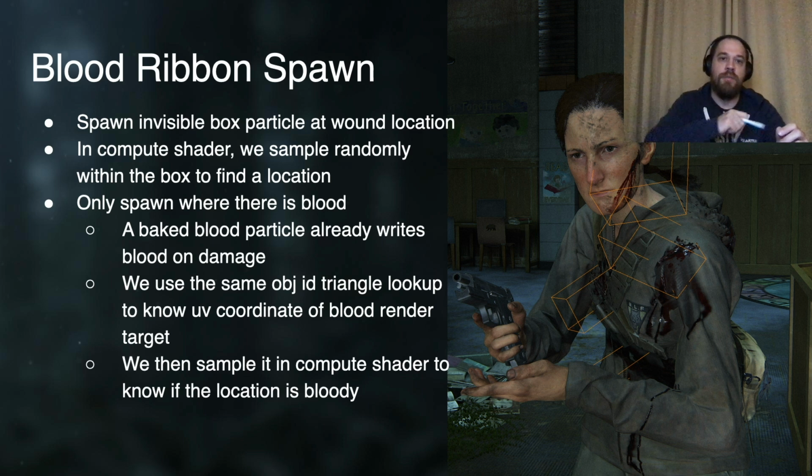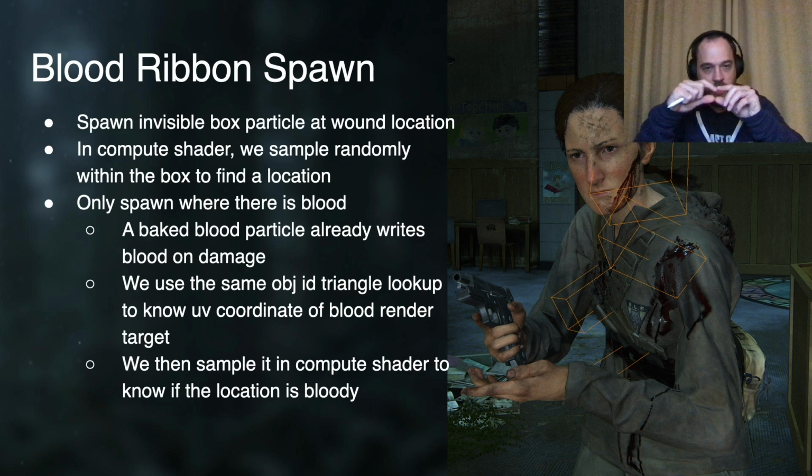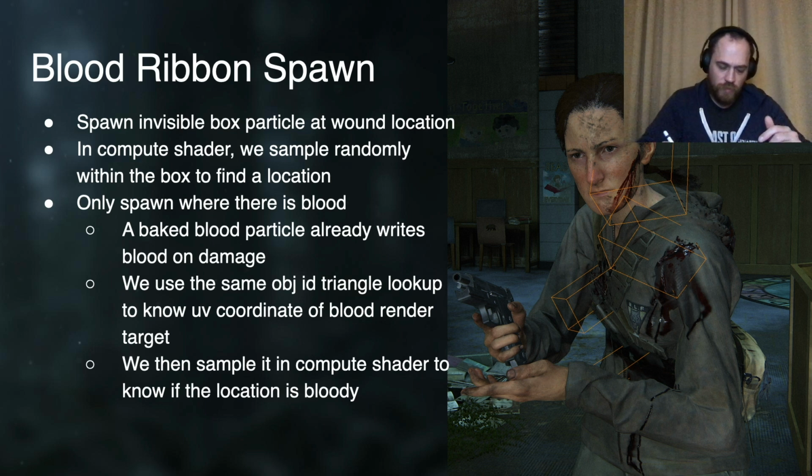Well, we know on the melee moves, the blood is generated by cuts, right? So those cuts are baked, right? Whenever a melee move happens, the particular blood texture is written into the render target. So what we do is we spawn these boxes. We spawn the spawner boxes, where we will start sampling randomly inside of the box.